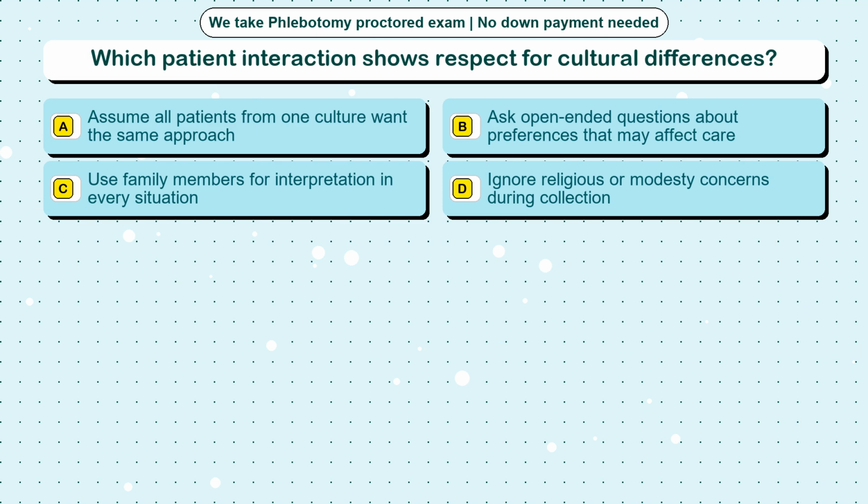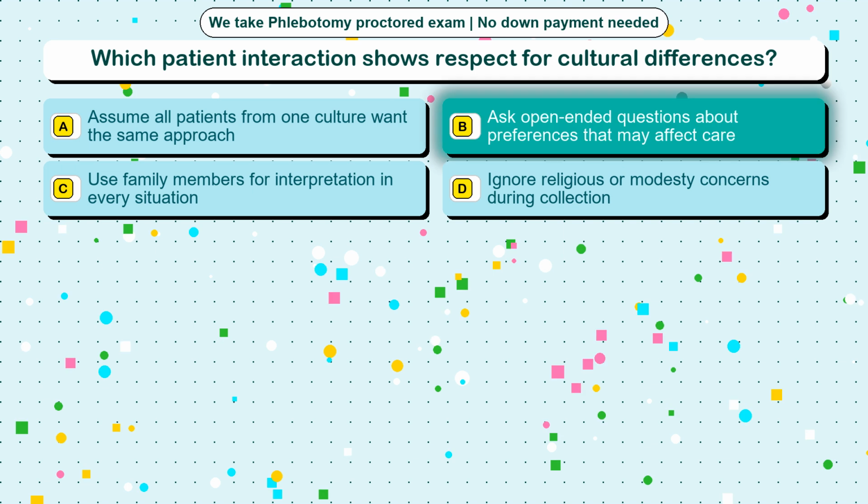Question 6. Which patient interaction shows respect for cultural differences? Option A. Assume all patients from one culture want the same approach. Option B. Ask open-ended questions about preferences that may affect care. Option C. Use family members for interpretation in every situation. Option D. Ignore religious or modesty concerns during collection.